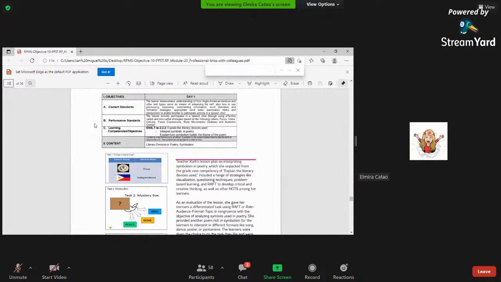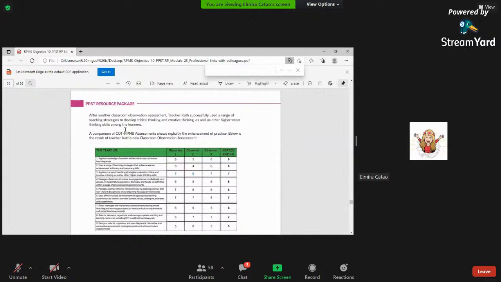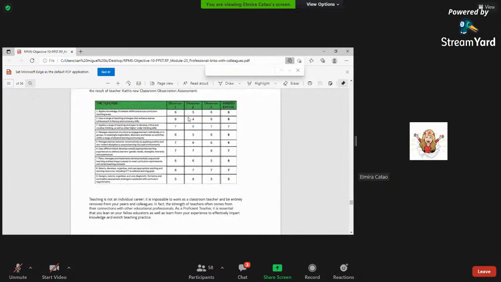Ito na yung another classroom observation assessment na binigay kay Teacher Kat. Teacher Kat successfully used a range of teaching strategies to develop critical thinking and creative thinking, as well as the other higher order thinking skills among the learners. Now, if we are going to compare this with her first CO assessment, we can notice that her indicator 3 increases. Now, from 4, it becomes 7. From 5, it became 6. From 4 again, it became 7. And the final rating is 7.